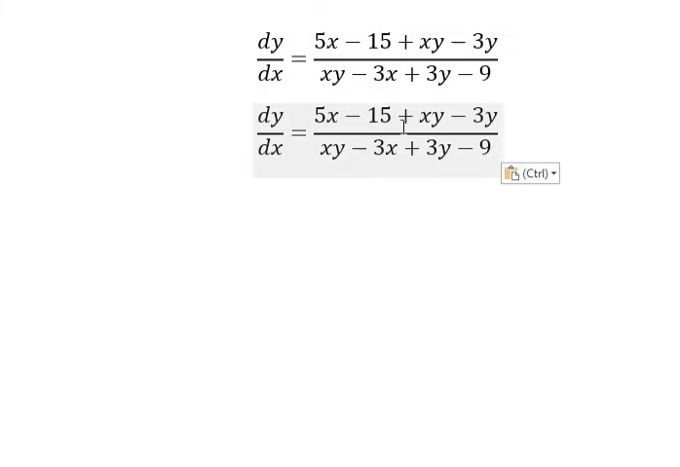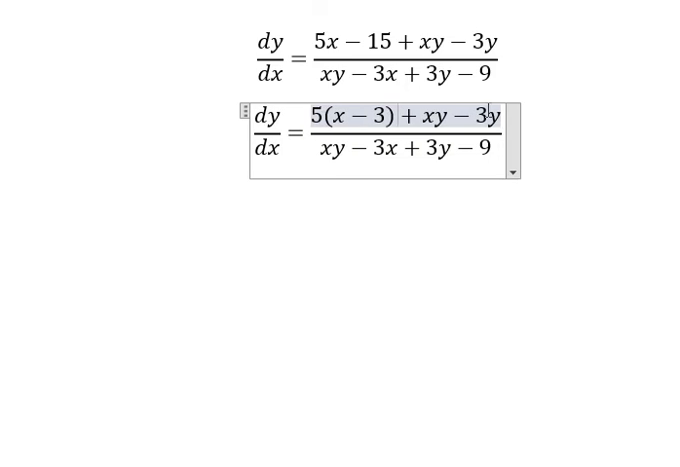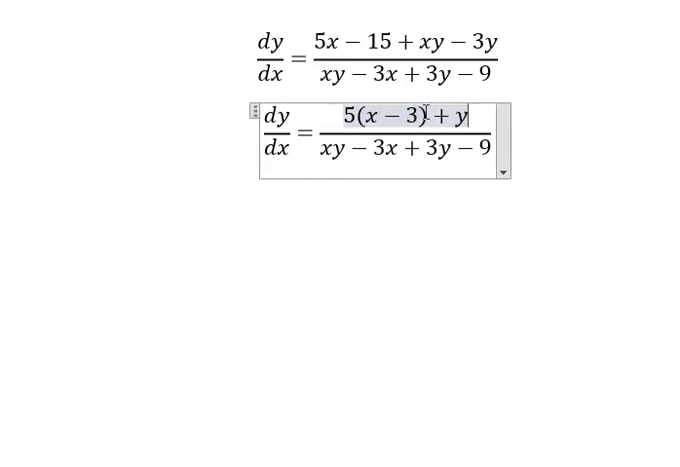We have number 5 and number 15. We can do factorization. We have y and y. We can do factorization.